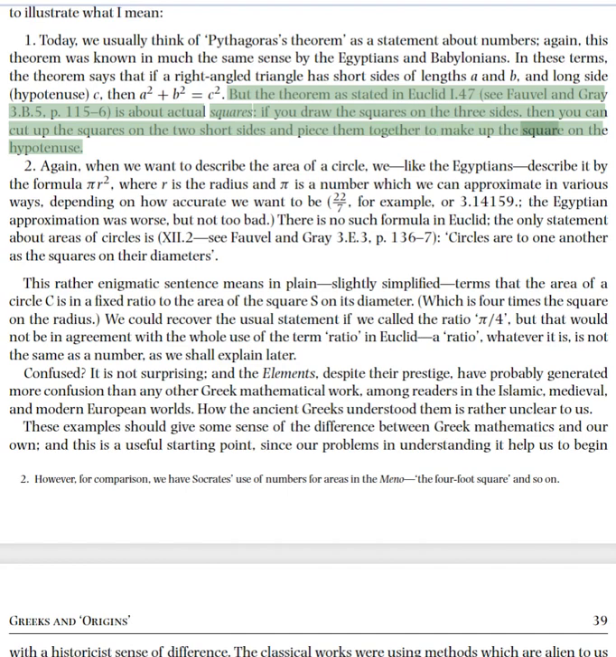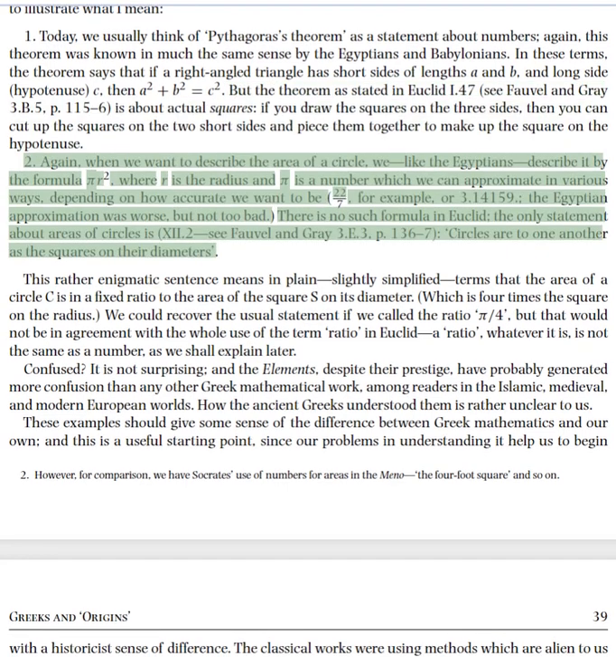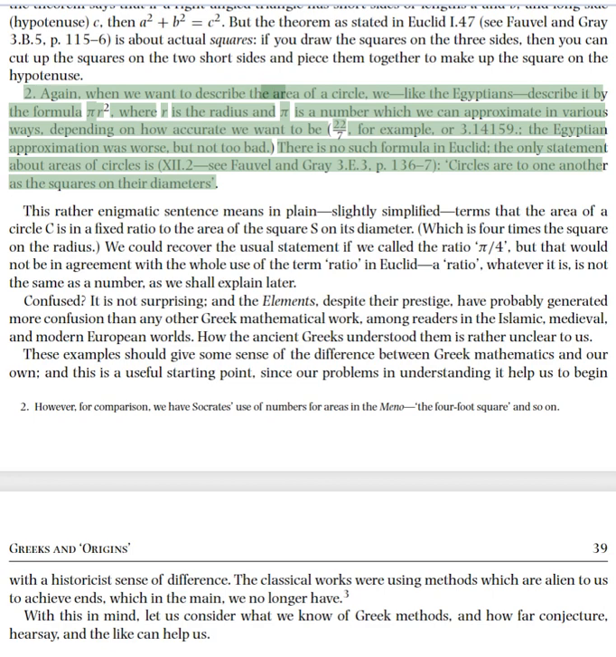Together to make up the square on the hypotenuse. 2. Again, when we want to describe the area of a circle, we, like the Egyptians, describe it by the formula pi r squared, where r is the radius and pi is a number which we can approximate in various ways, depending on how accurate we want to be. There is no such formula in Euclid. The only statement about areas of circles is: circles are to one another as the squares on their diameters.